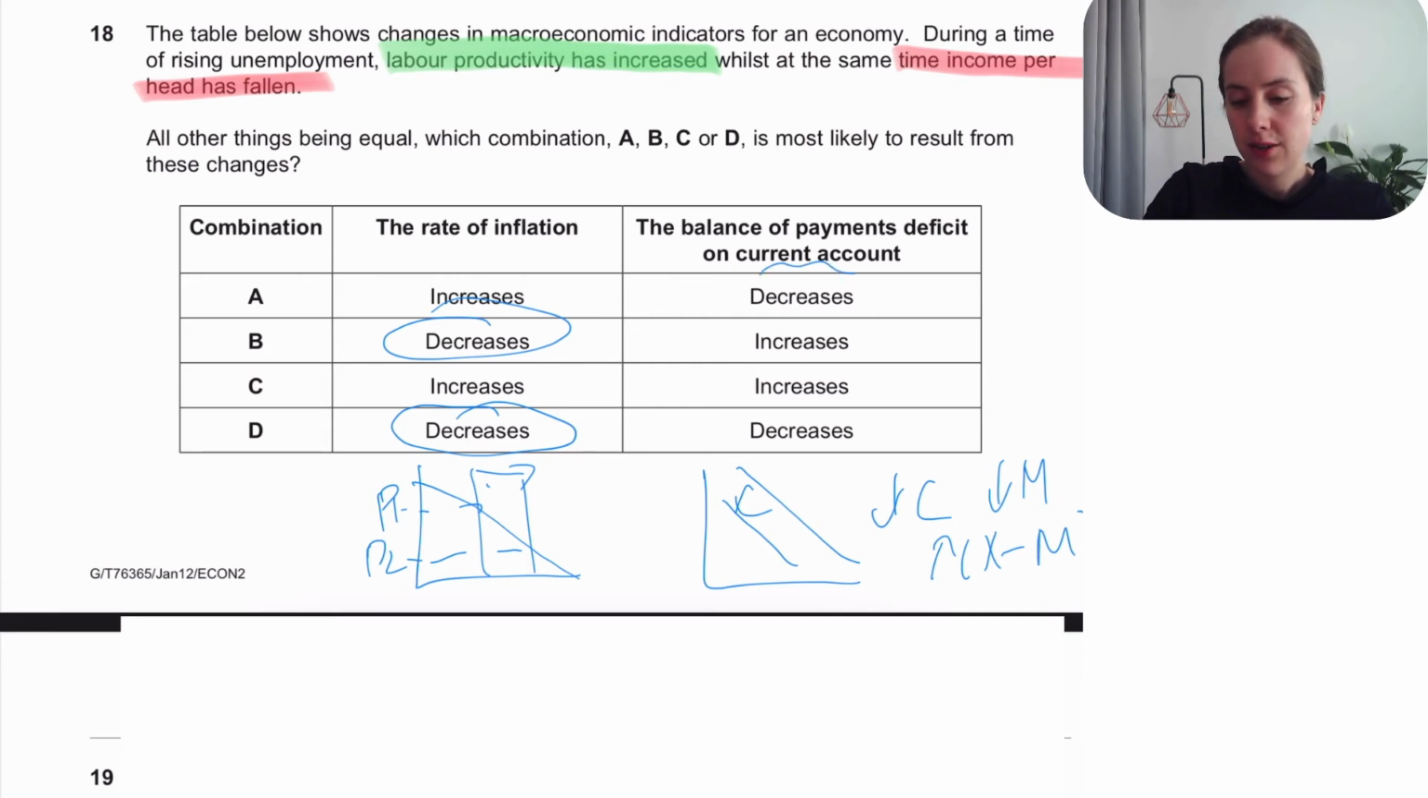So that should improve X minus M, but the deficit itself should fall, therefore. So I'm looking for D. That was super sneaky. Did you see how they flipped the word around?